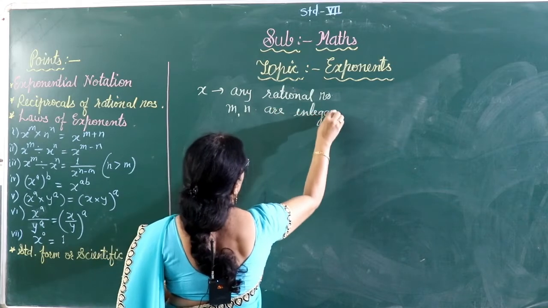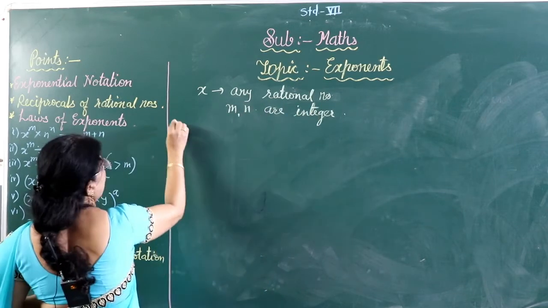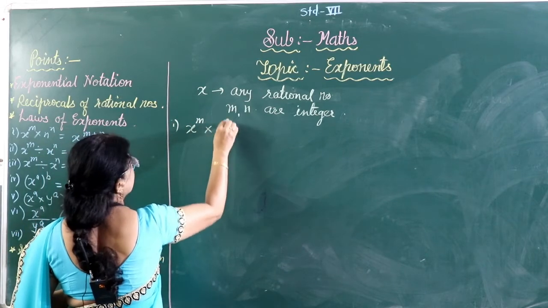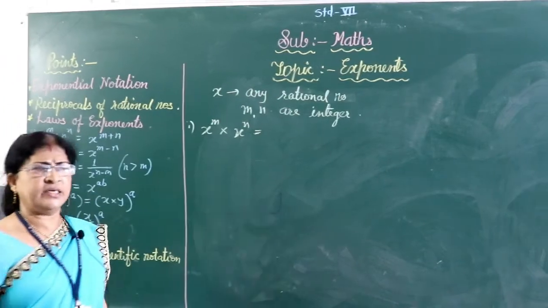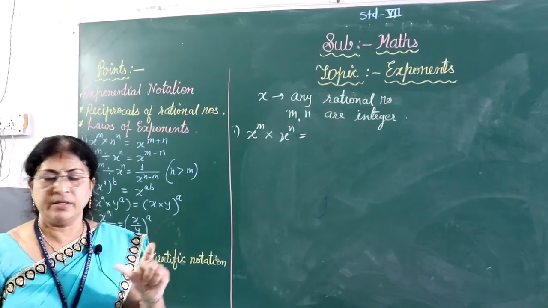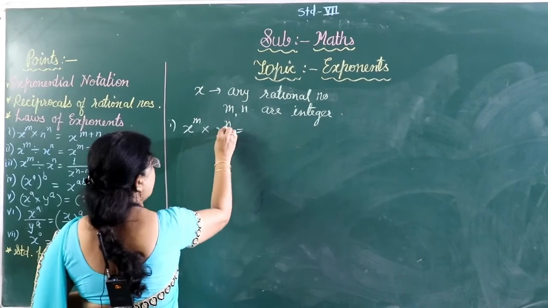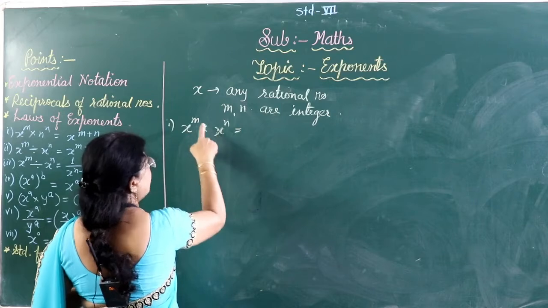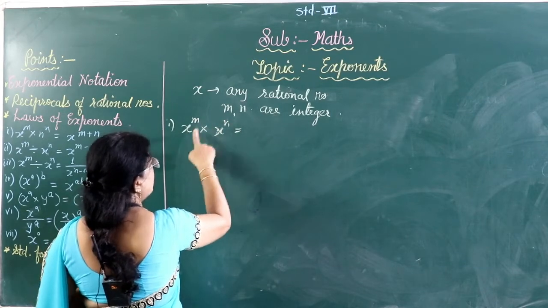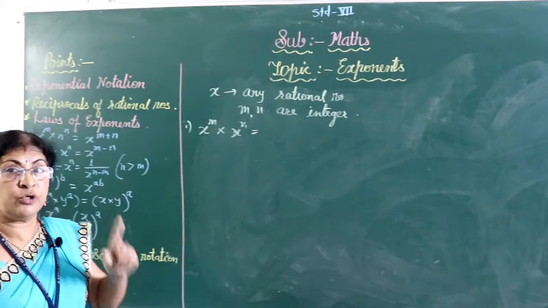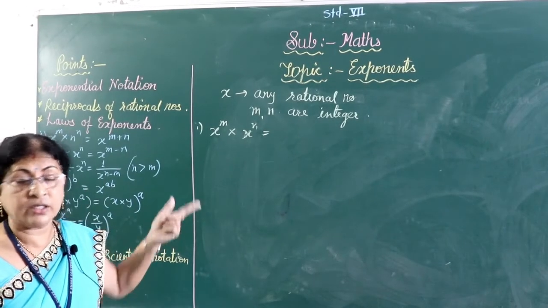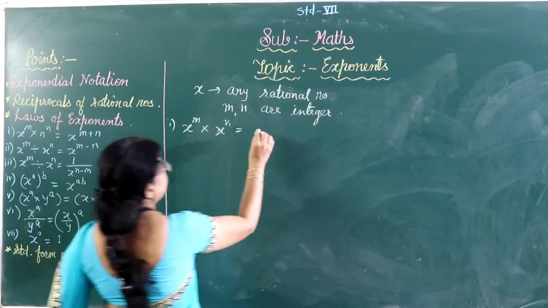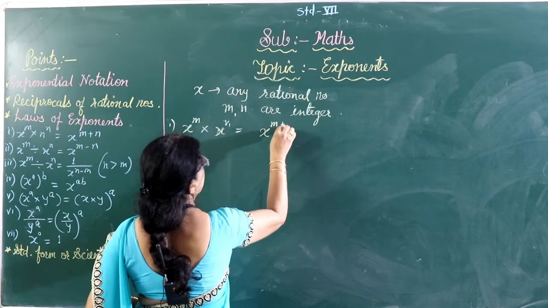Then according to the first law, see what is the first law? x raised to m into x raised to n. We can write, just add their exponents. To solve this, see they have the same base, only exponents are different. This is called the base, the base is x and their exponents are different. So the condition is that the bases should be equal, then only we can apply this law. Here bases are same, so we can write this as x raised to m plus n.